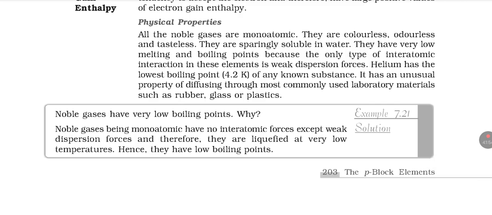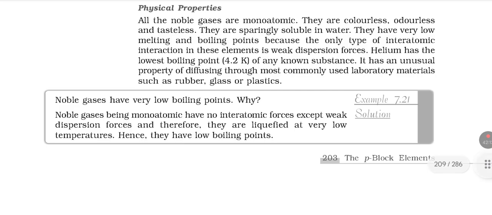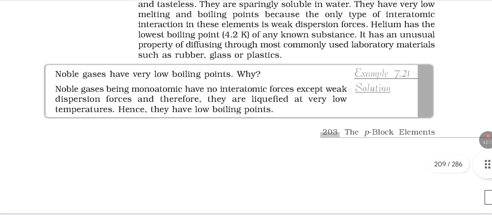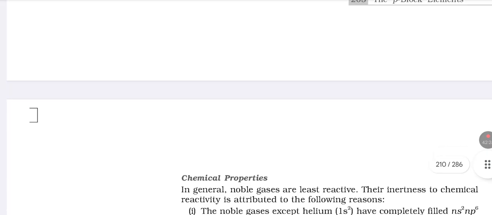Physical properties. All the noble gases are monoatomic. They are colorless, odorless, tasteless. They are sparingly soluble in water. They have very low melting and boiling points because the only type of interatomic interaction in these elements is weak dispersion forces. Helium has the lowest boiling point of any substance. It has an unusual property of diffusing through most commonly used laboratory materials such as rubber, glass, or plastic.